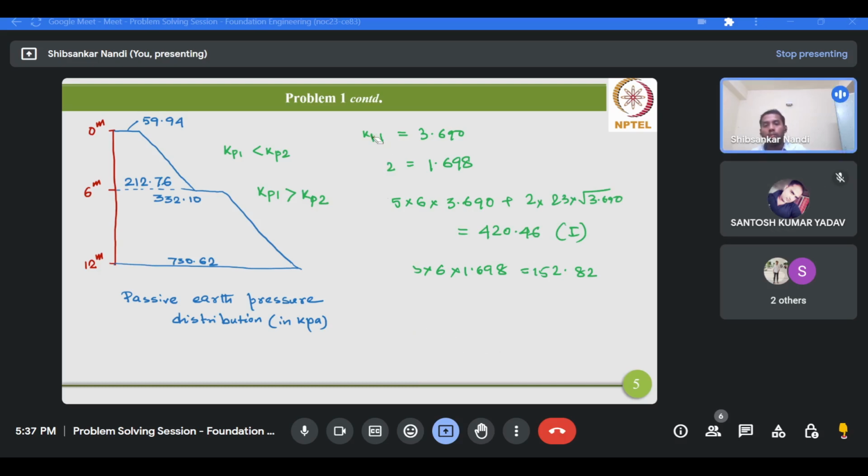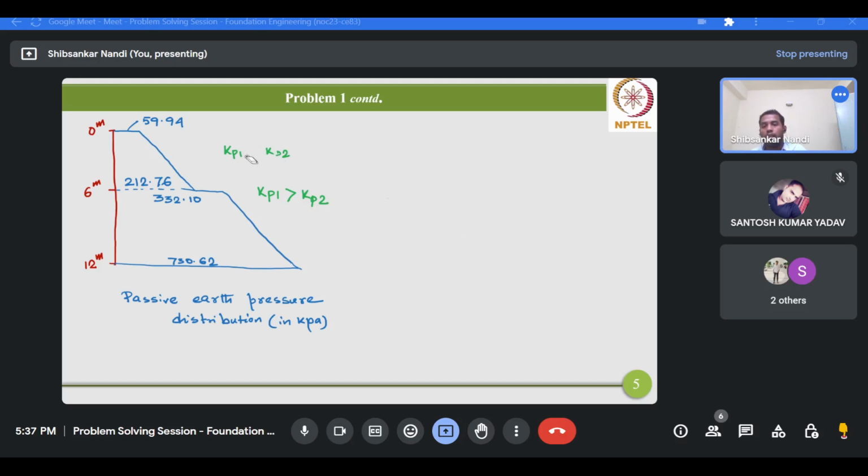Okay, now we'll calculate the passive thrust, that is the resultant of the passive earth pressure distribution. To calculate this resultant, you have to calculate the area of these two blocks, 1 and 2, and these two blocks are trapezoidal in nature. So the distribution is trapezoidal for each of these individual layers. The total passive thrust will be the summation of A1 plus A2.